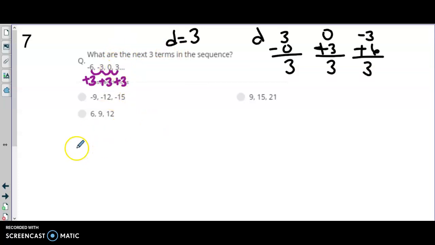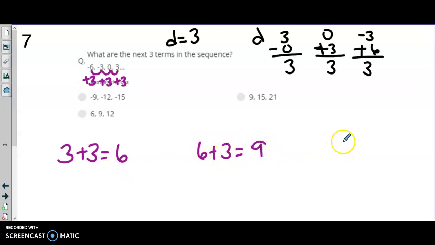So our last term was 3. I'm going to add 3 to it to get 6. That's my next term. And then I'm going to take 6 and add 3 to it to get 9. And then I'm going to take 9 and add 3 to it to get 12. So these are our next three terms.